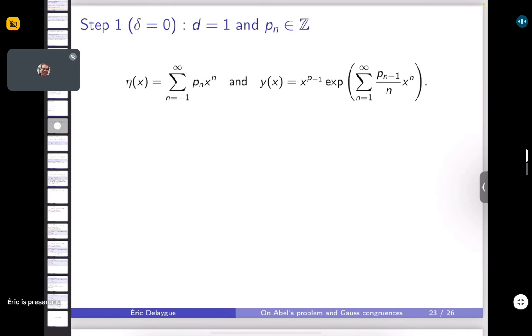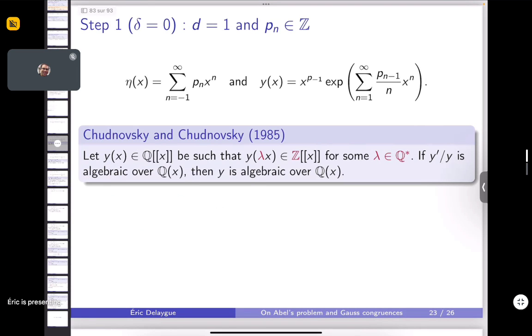In this particular case, we have the following formula for y. So this is x to the p and this minus 1, an exponential of this power series. And we will use the main tool of the criterion, the following result of the Chudnovskys. You take a power series with rational coefficients, and you ask that it has a nonzero radius, so you can rescale it to a power series with integer coefficients for some non-zero rational number. Then, if the logarithmic derivative of y is algebraic, then y is also algebraic.